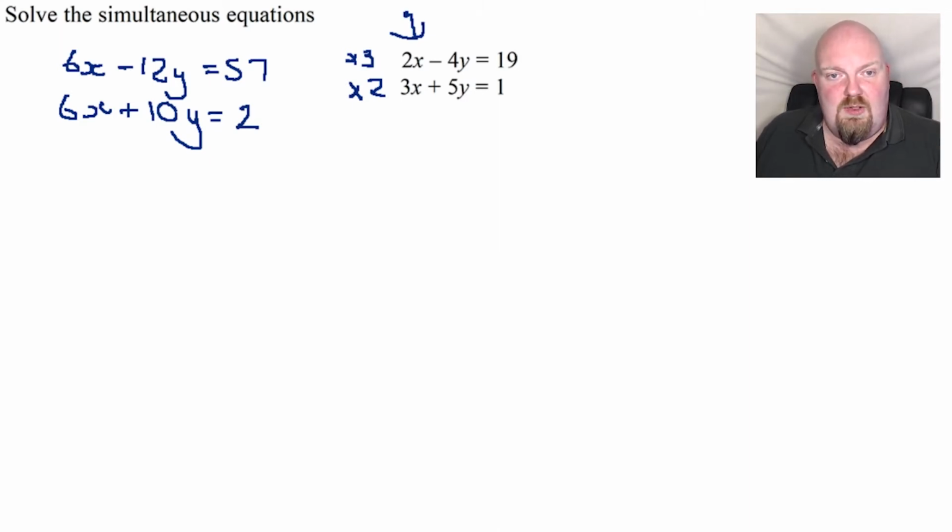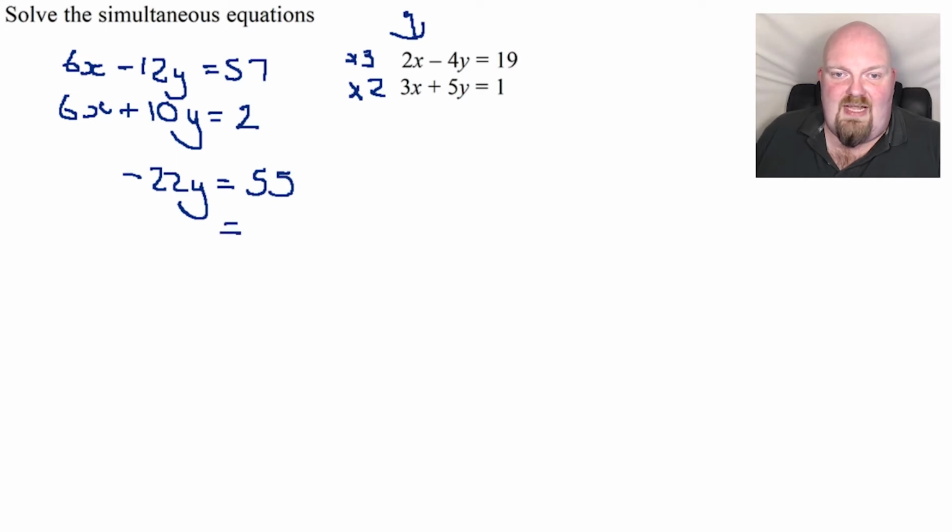So what I'm going to do, you'll notice I've got 6x in the top one and 6x in the bottom one. So I'm going to subtract everything in the bottom equation from the top one. So let's have a look. 6x take away 6x is 0, so that's gone. Negative 12y take away positive 10y is negative 22y. And that equals 57 take away 2, which is 55.